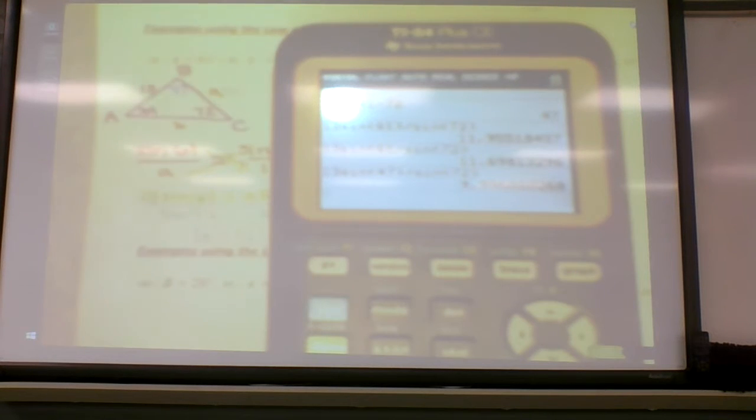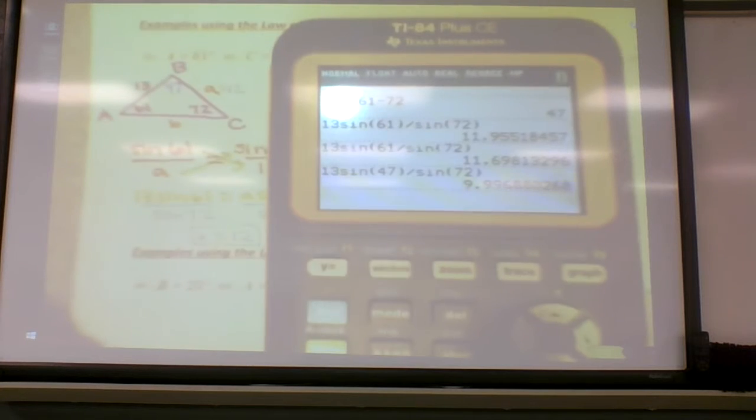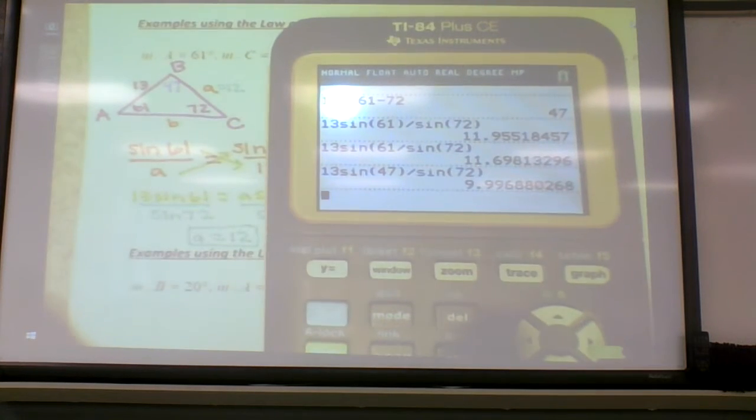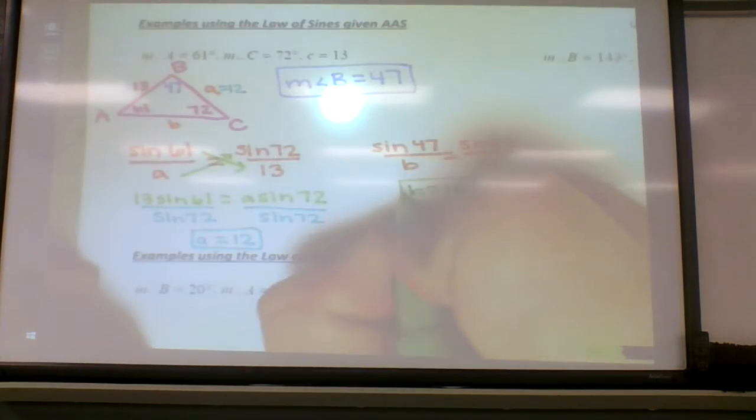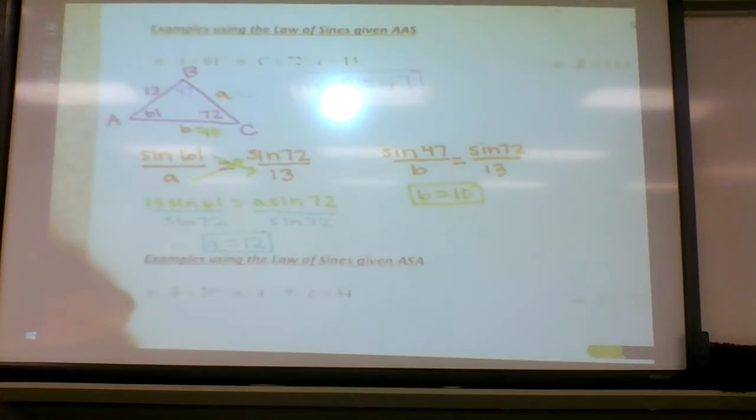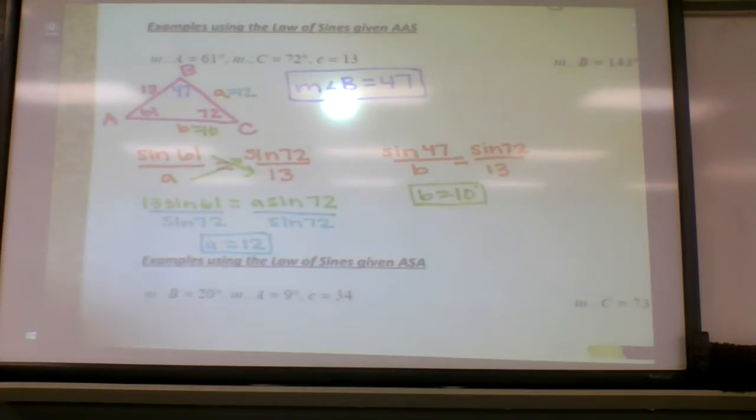And then what does this number round to? 9.996. We'll round to 10. So that means side B is equal to 10. So we have our triangle. We found all the missing sides and missing angles.